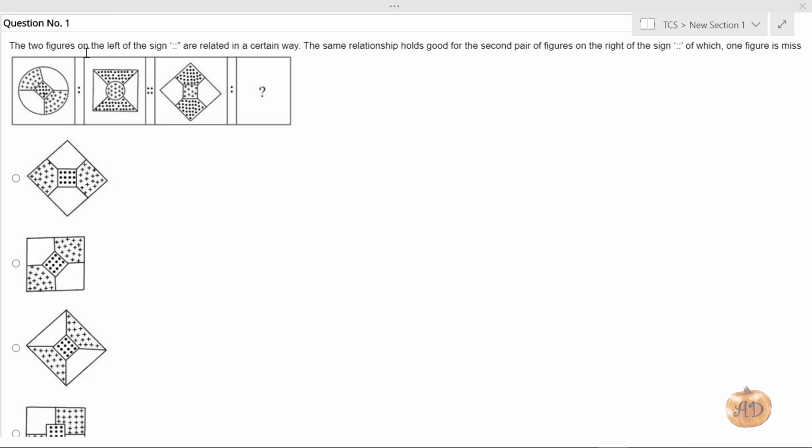So it's saying that the two figures on the left of the sign double colon are related in a certain way. The same relationship holds good for the second pair of figures on the right side. So it is basically saying that these two pictures are related to each other in some way, and I have to find the same relation and figure out this question mark. Okay, so you must be getting what I want to say.